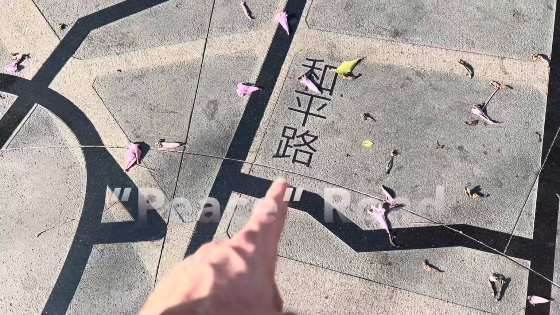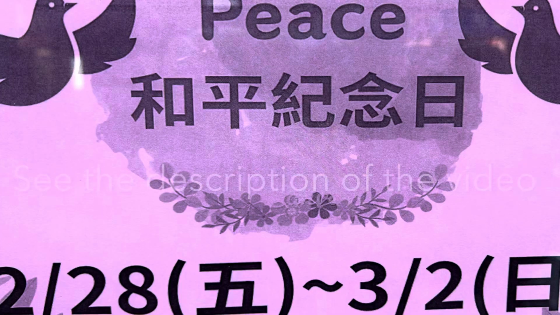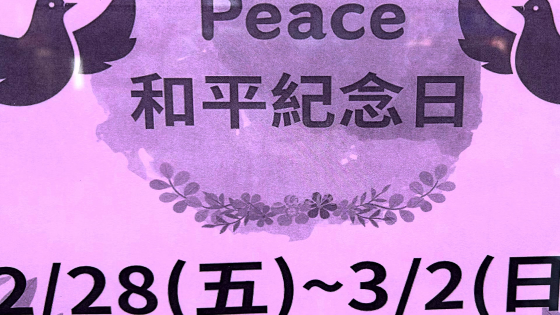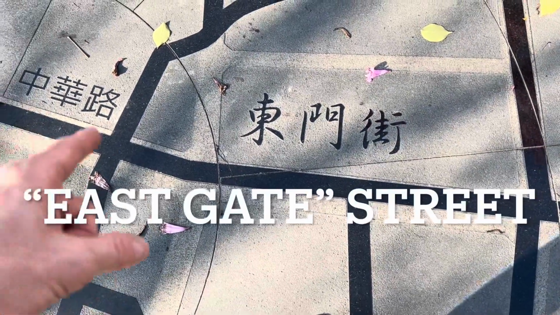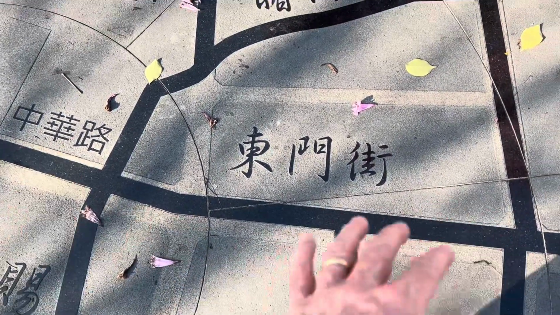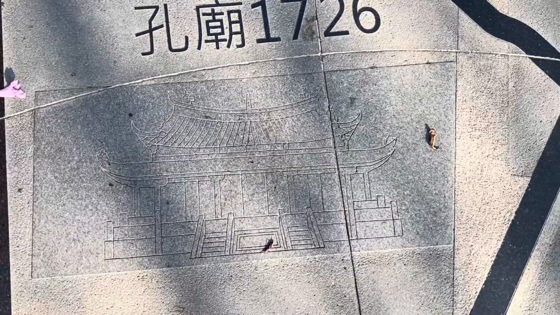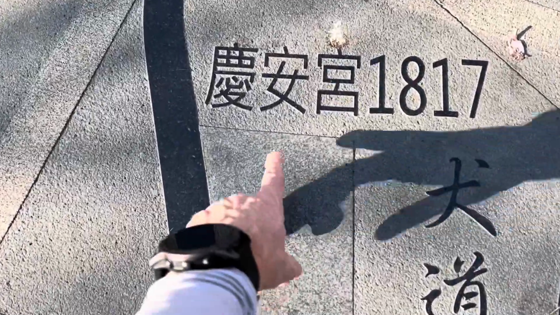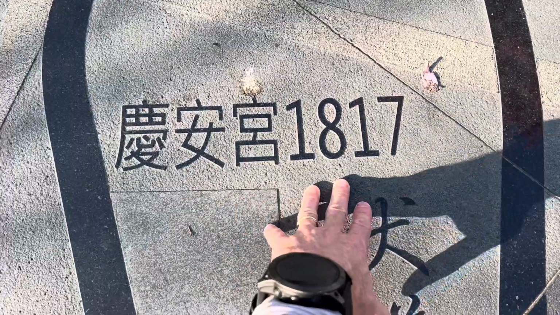We were just talking about that in my last video with my wife explaining the 8 virtues. And we're gonna have off for Heping Jinian Zhi, which is Peace Remembrance Day. Dongmenjie. I also wonder if there was a wall with a gate here. I'm just fascinated with this map. That's the Confucian Temple. I don't know if you guys can see it. There's what we're looking for. And this is also a temple built in 1817.